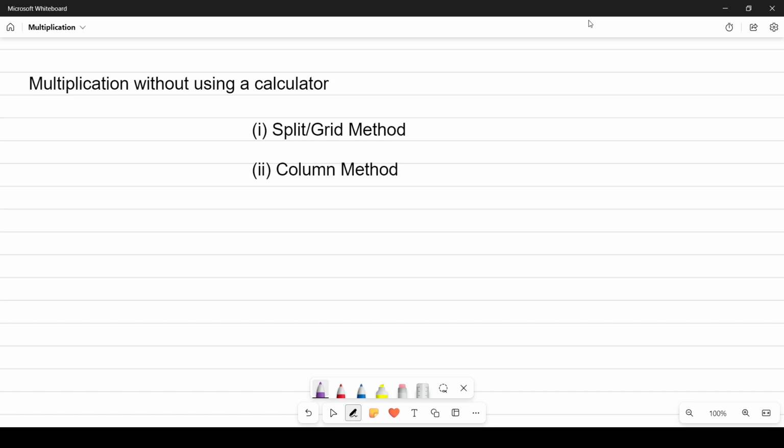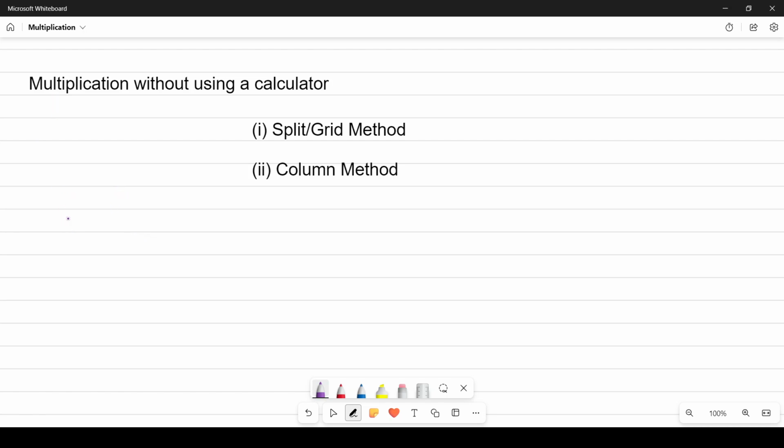Today I will be showing how to do multiplication without using a calculator. So we have two easy methods for this. The first one is the split or grid method and the second one is the column method. So we will start with the first method, which is basically the split or grid method.